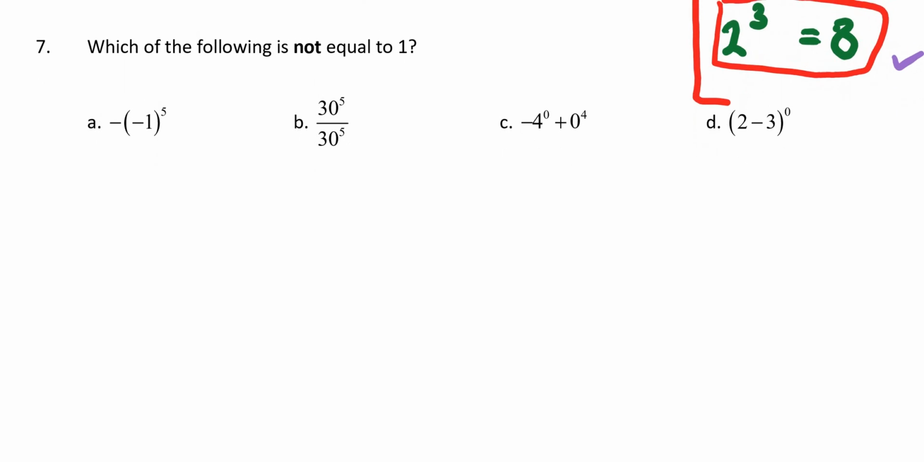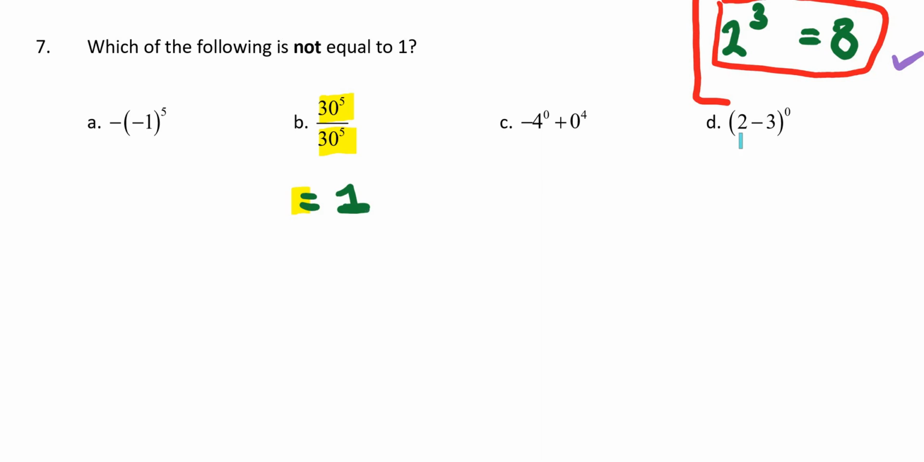Okay, let's move on to question number 7. Which of the following is not equal to 1? All right, so a great question here. Let's start off with B here. I noticed the top and the bottom of this fraction are the same, right? So if you have the same number divided by the same number, that's always going to give you an answer of 1.